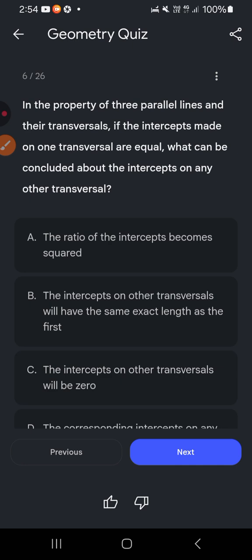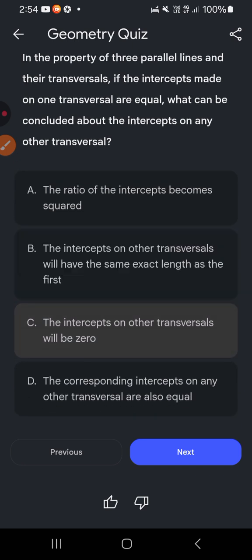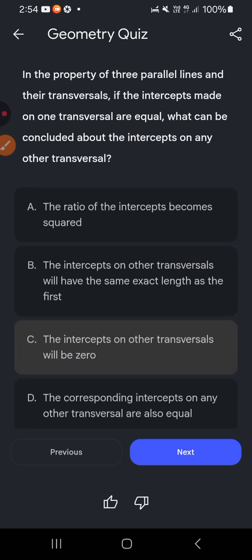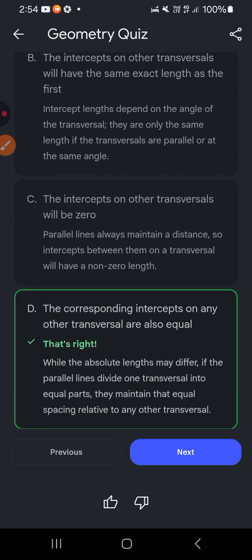In the property of three parallel lines and their transversals, if the intercepts made on one transversal are equal, what can be concluded about the intercepts on any other transversal? Correct answer is D. The corresponding intercepts on any other transversal are also equal.